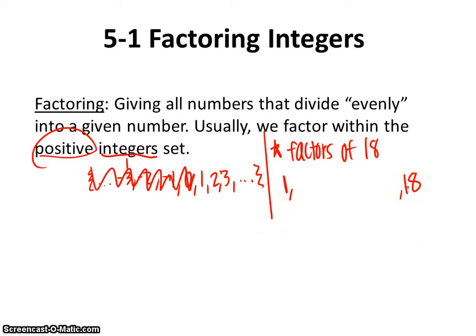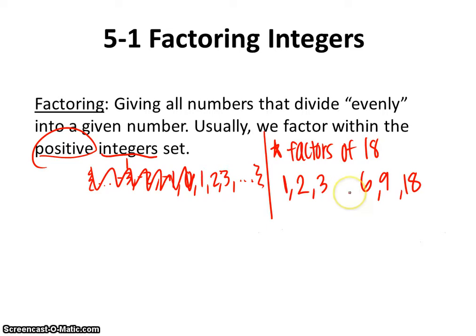Then I'm going to think the next number, 2. Can 2 go into 18 evenly? Yes, because 2 times 9 is 18. So I'm going to put 2 and 9 as those factors. And then 3. 18 divided by 3, again, got to make sure I say that order right, is 6. So I can write 3 and 6.